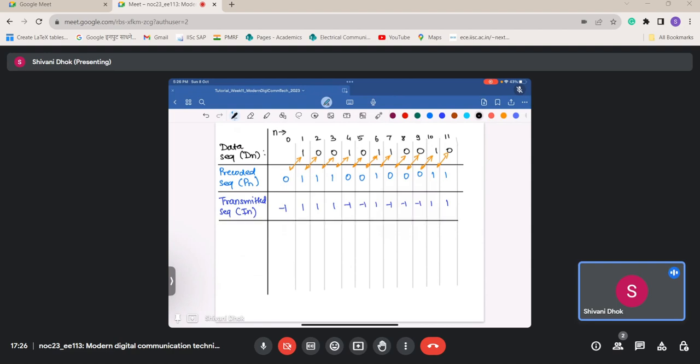And after looking at the transmitted sequence, we need to look at your received sequence. So we need to look at the received sequence, and your received sequence is nothing but your bn.